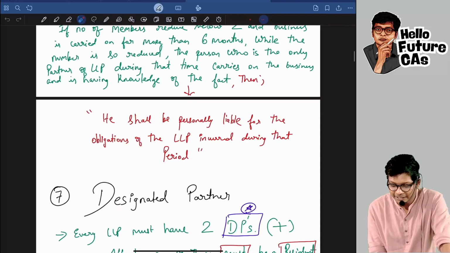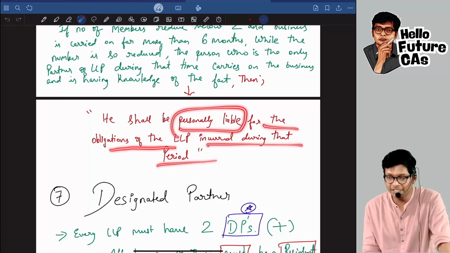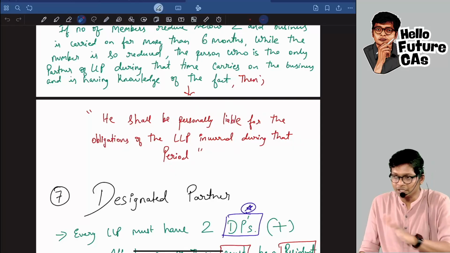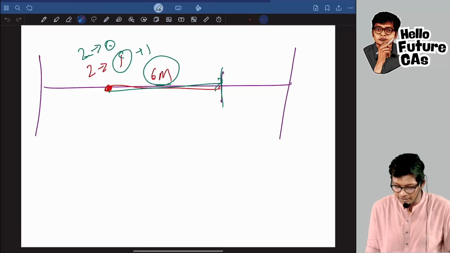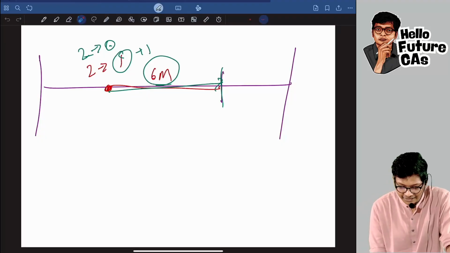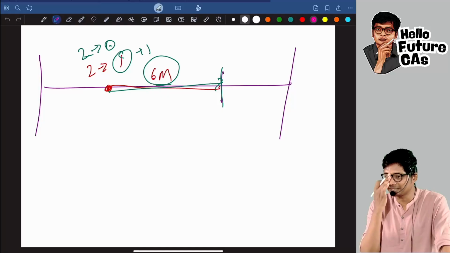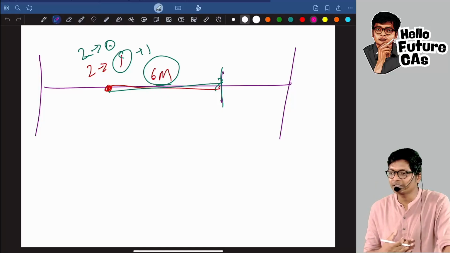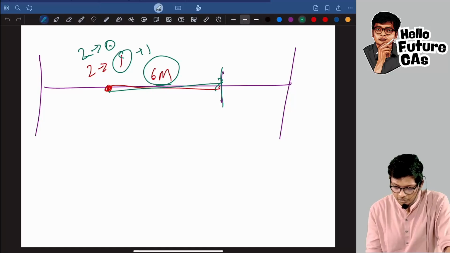Then he shall be personally liable for the obligations of the LLP incurred during that full period. Are you following, guys? Now here is a very important interpretation where I slightly differ from ICA's opinion, but I will tell you what ICA's answer is, and I will tell you what my answer is also. Look at this, very important. Not many faculties even discuss this.